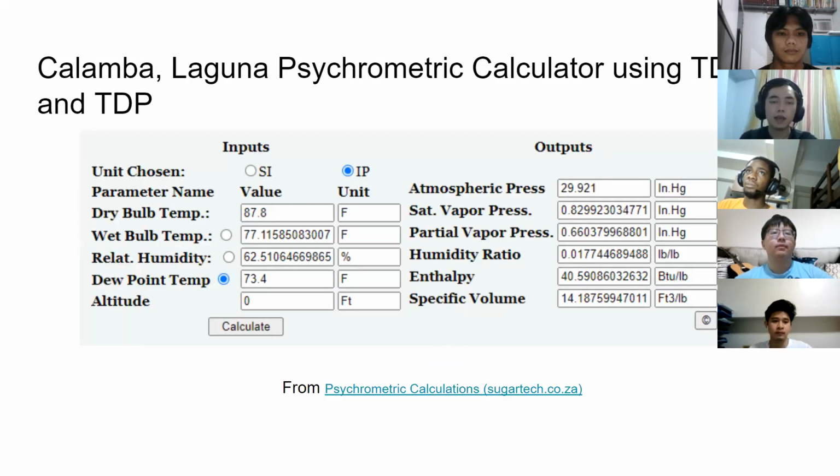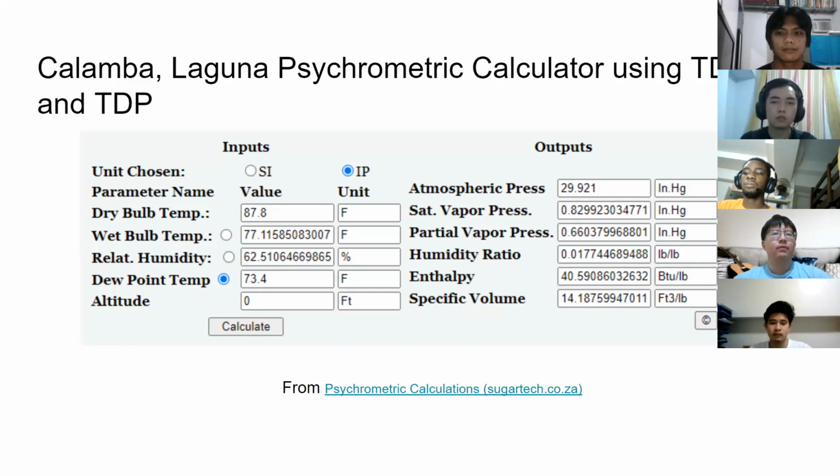Moving on, we also had to calculate the values using a psychrometric calculator. In this case, we used the dry bulb temperature of 87.8 from the AccuWeather report, and we also used the dew point temperature of 73.4.